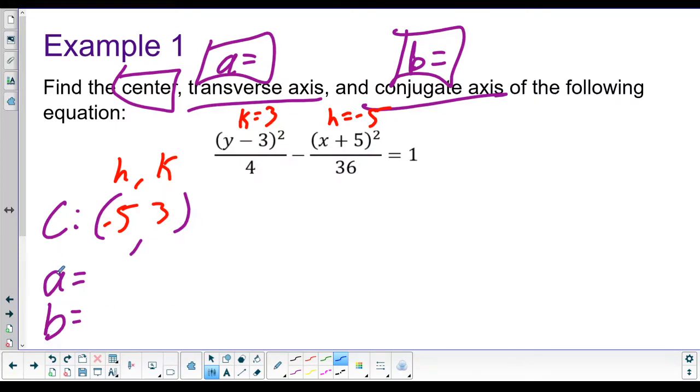Now to find A and B, the first thing we need to figure out is A underneath the Y or is it underneath the X? A is always under the positive fraction. The one with the negative sign has B under it. So A is under our Y here and B is under our X. And remember, this is A squared in the equation and B squared in the equation. So to find A and B, we just take square roots of both of these numbers. So A is going to be 2 and B is going to be 6.